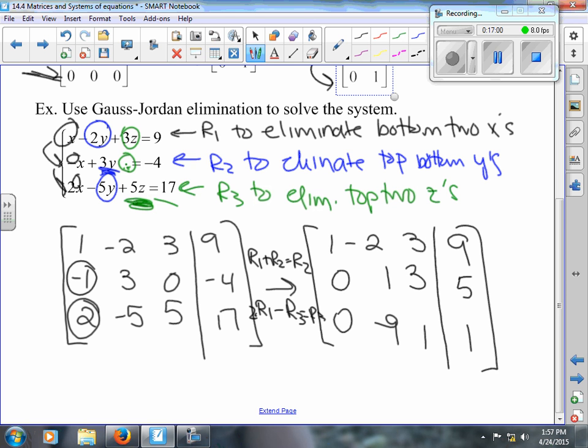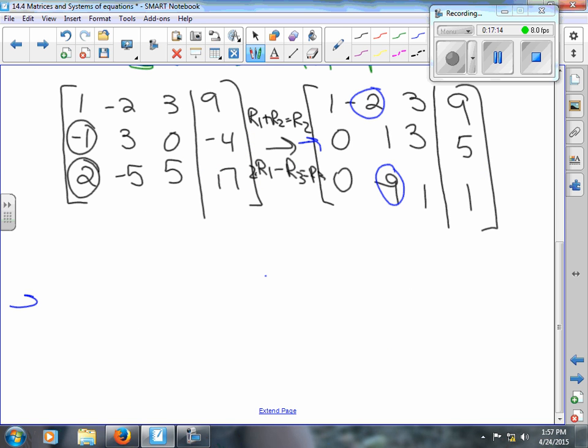Now I'm going to work on the second column. I'm going to use row 2, this row. That's the row I'm not going to change. And then I'm going to make these two numbers into zeros. That's the goal in this next step. So I'm going to come over here, and I'm going to rewrite my second row. Not going to change it. I'm going to use it to change the other two.